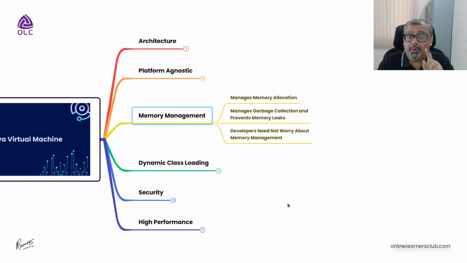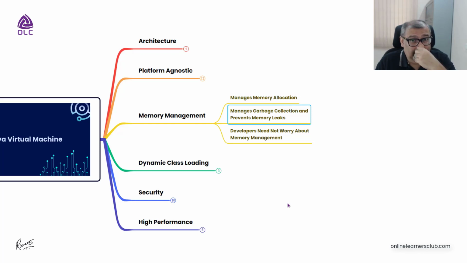Next is memory management. The Java Virtual Machine is also responsible for memory allocation. Memory is supplied by the operating system, and we can configure how much memory is to be allocated for a particular Java Virtual Machine instance. And essentially the JVM is nothing but a process which runs in the operating system and manages even garbage collection and prevents memory leaks.